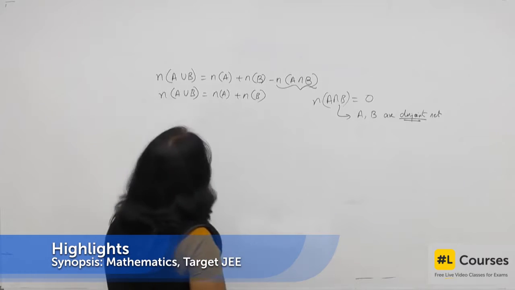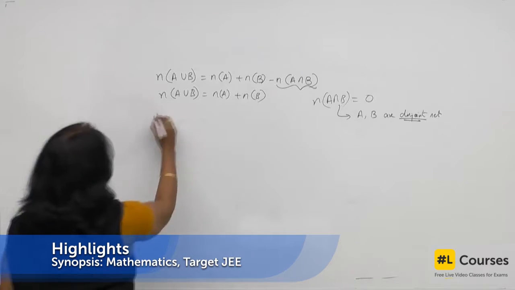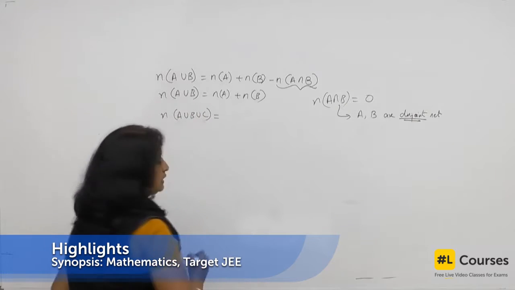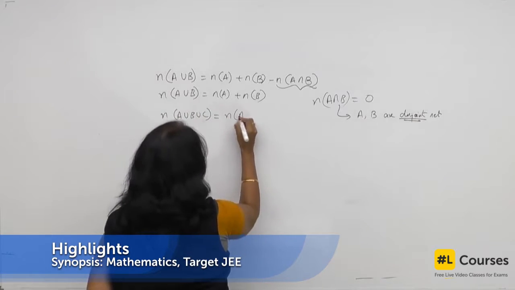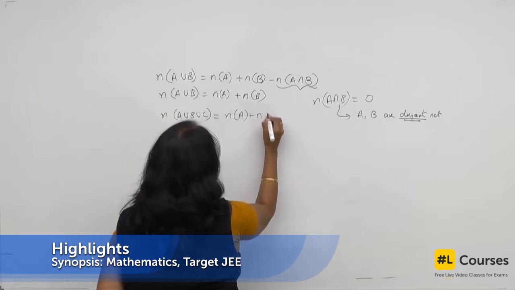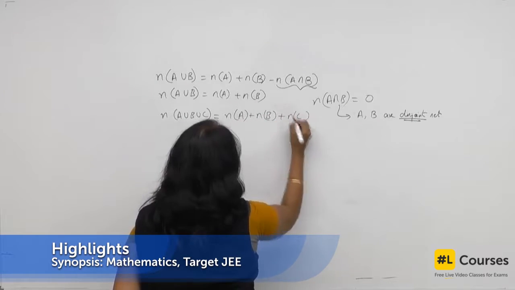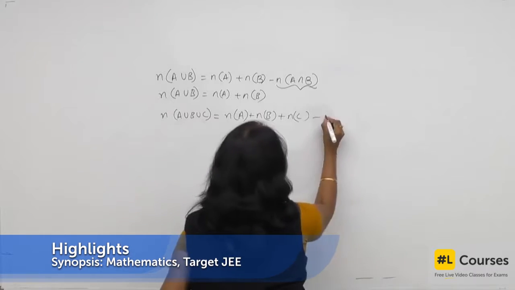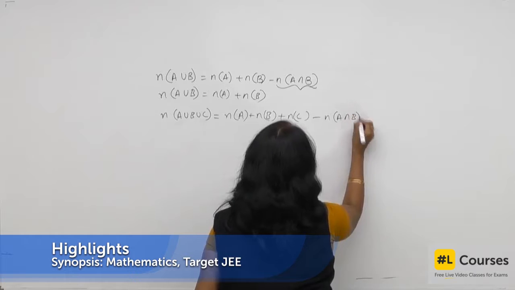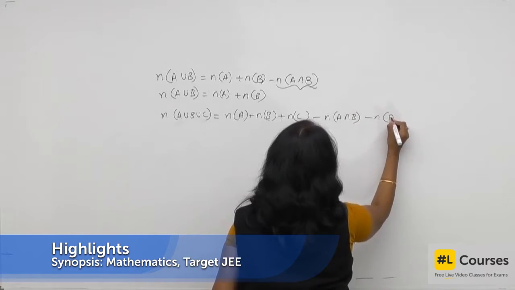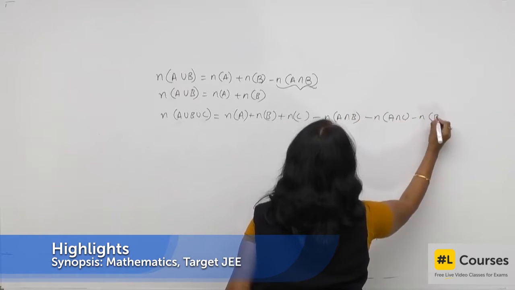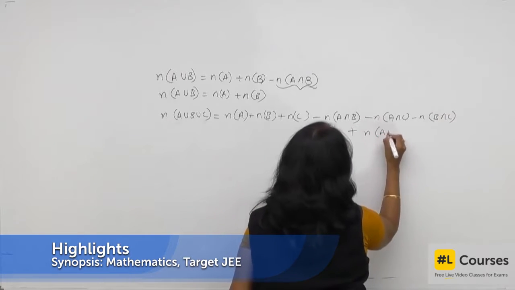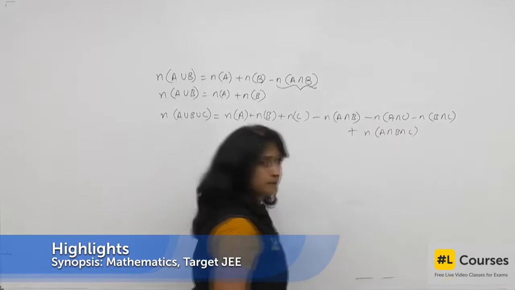And then we have n of A union B union C is equal to n of A plus n of B plus n of C minus the intersection of two sets: minus n of A intersection B, minus n of A intersection C, minus n of B intersection C, but plus n of intersection of all the three.